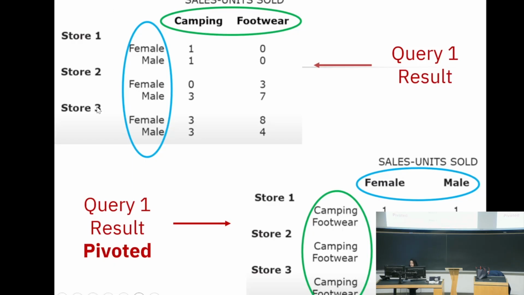So still, for example, for camping female, sales is 1, here camping female is 1, right? So the values are the same. Or for example, the sales of male at store 2 for footwear is 7. The same is here, which is 7. So the result is the same. The only difference is that if you want to compare across gender, male versus female, it's just easier to compare them when they are side by side. So that's the only difference.